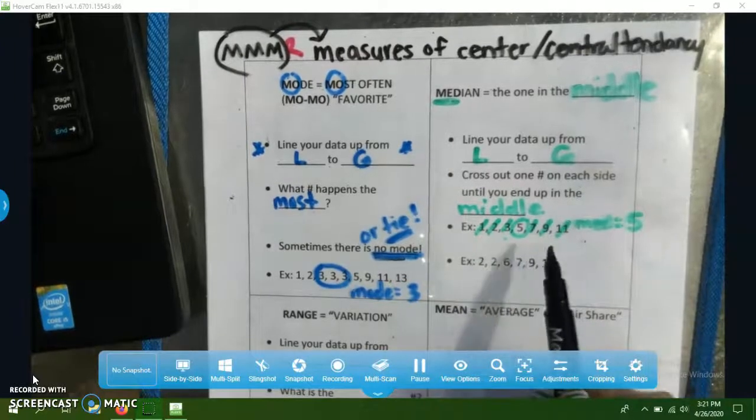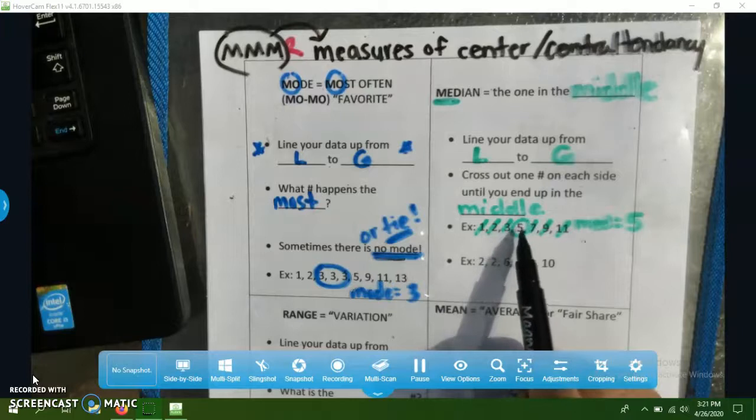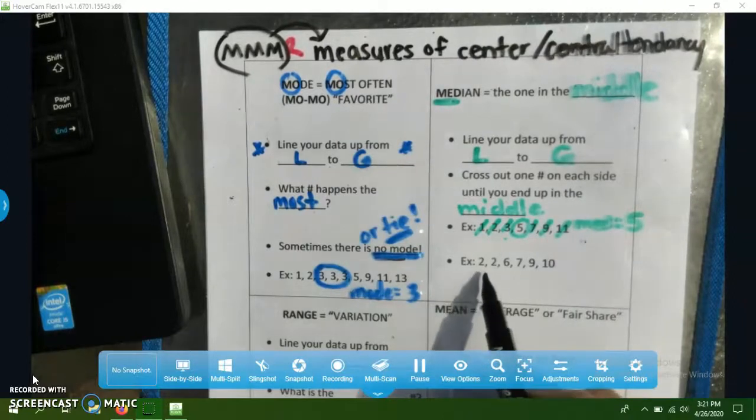Now this works out really nicely when you have an odd amount of numbers, because there's always going to be one oddball number left in the middle. It is a little trickier if you have an even amount of numbers. So let's take a look at the next example.